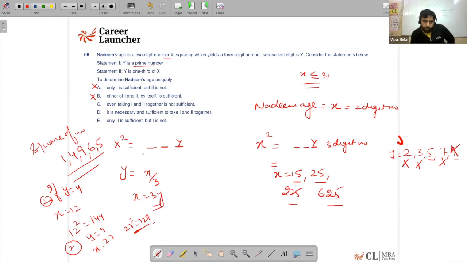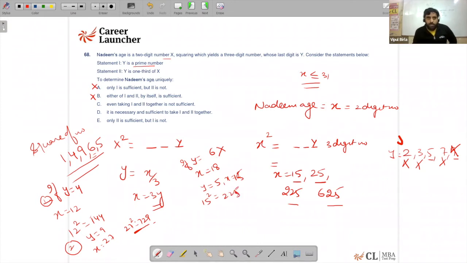Okay. And then if it is ending in 6, so basically if y is equal to 6, x will become 18. 18 squared is 324, which is not ending in this. So y equal to 6 is not a possibility. If y is equal to 5, x will become 15, and therefore 15 squared, 225, is also one of the possibilities.